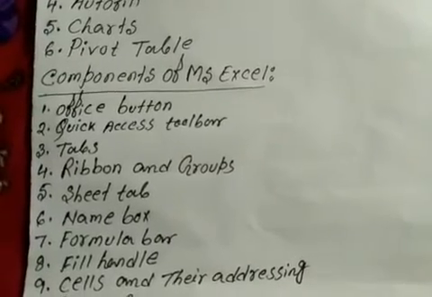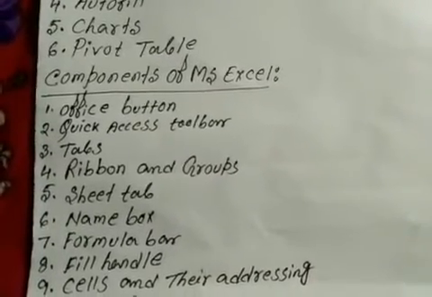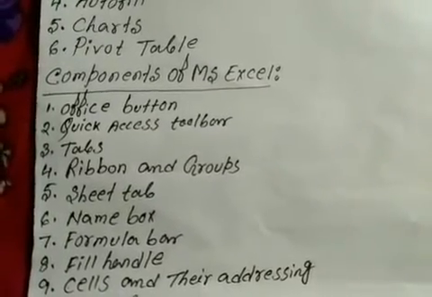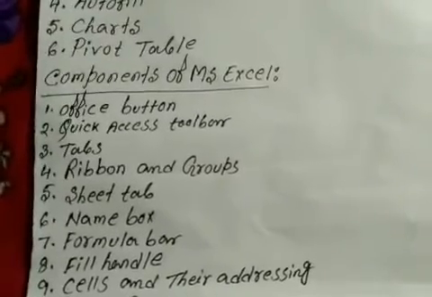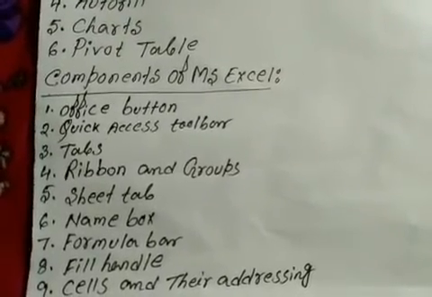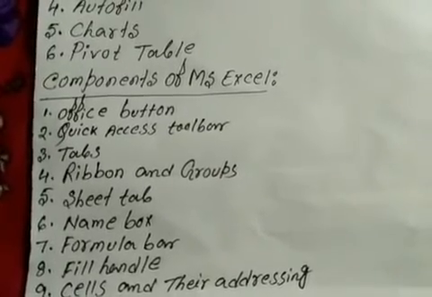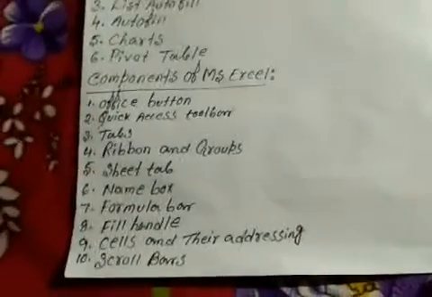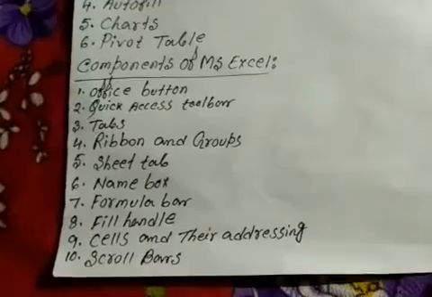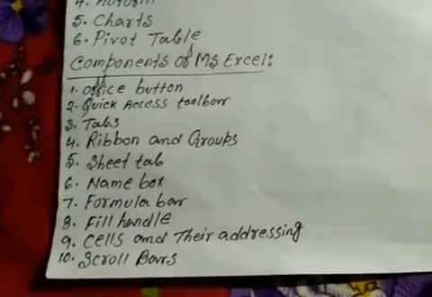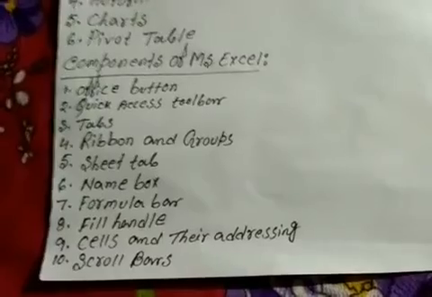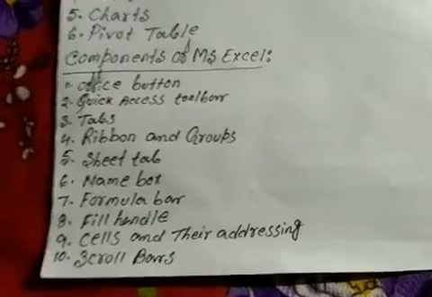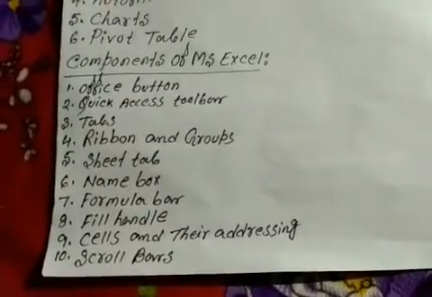Then formula bar. It displays the contents of a selected cell or range that can be text, numbers, or formulas. Sometimes along with the formula text box, the name box is also included in the formula bar. Then fill handle. A small square box that is located at the right bottom corner of a selected cell is known as fill handle. It can be selected for copying the contents of the cell to adjacent cells.